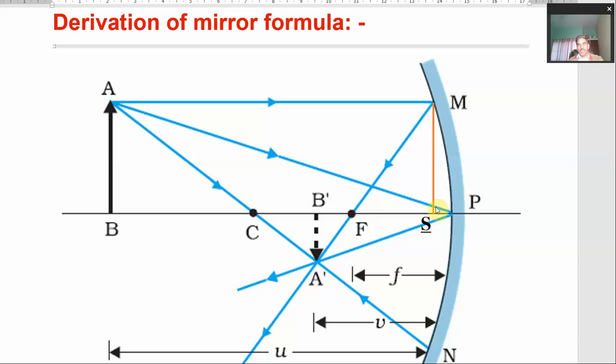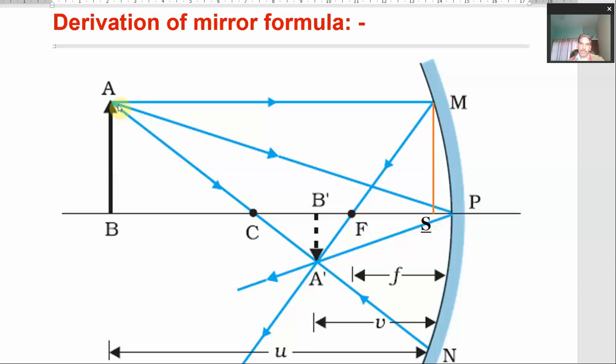So for the sake of convenience, or in practical situations, we take the mirror to be of small aperture, small diameter. The mirror is so small in diameter that point S, the foot of the perpendicular from point M, lies very close to point P, the pole of the mirror. So whatever distance is to be measured from S, we take the distance to be from P. This you have to assume.